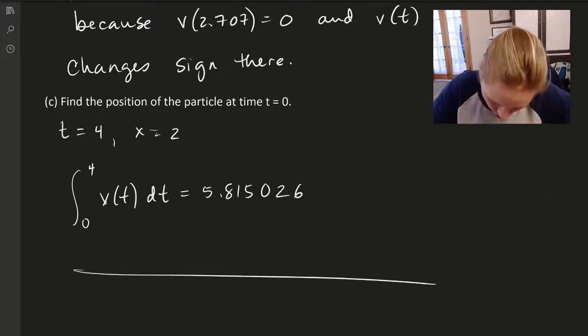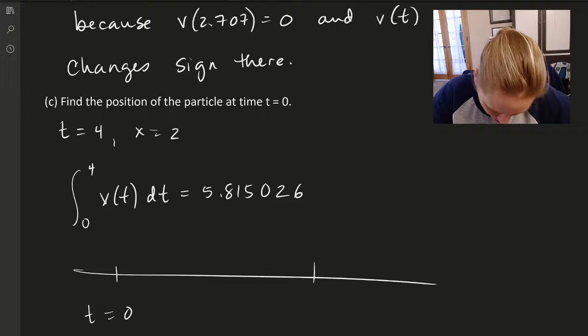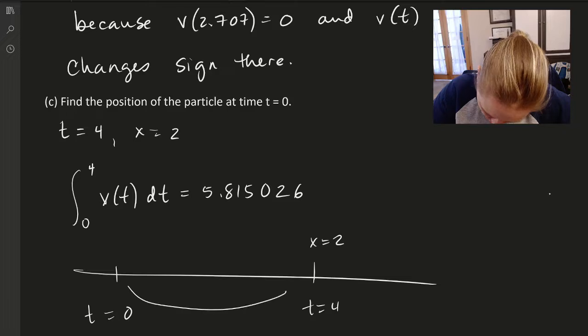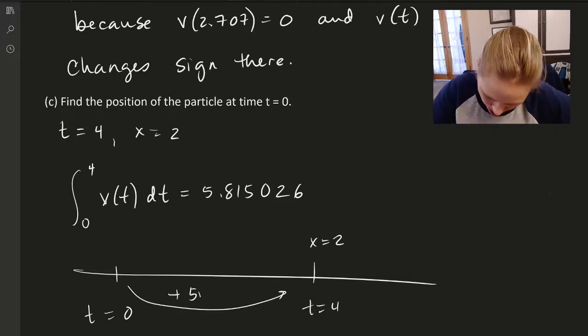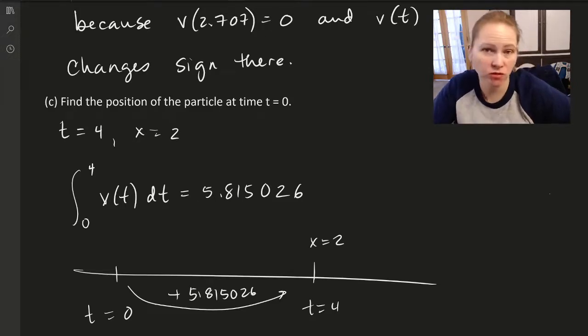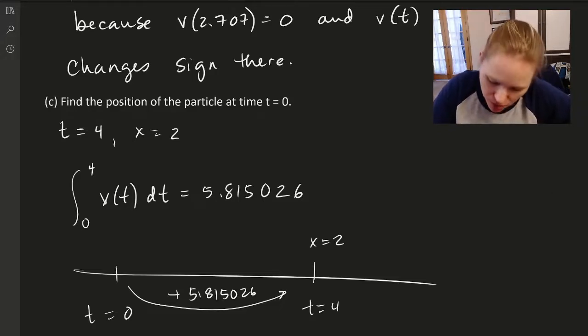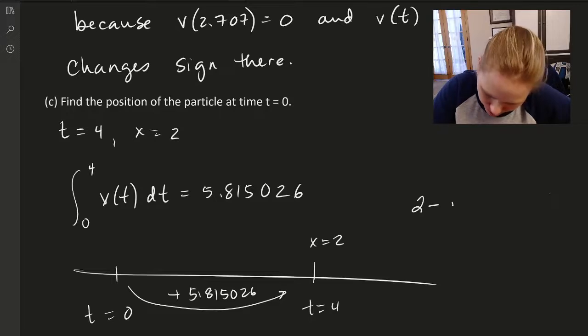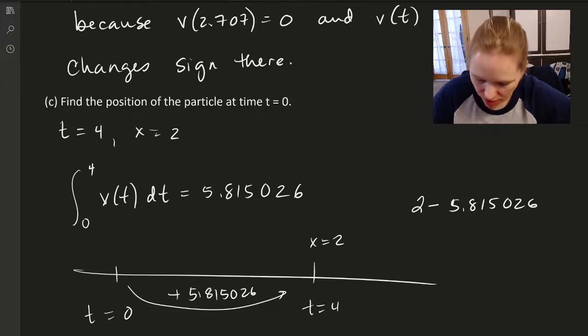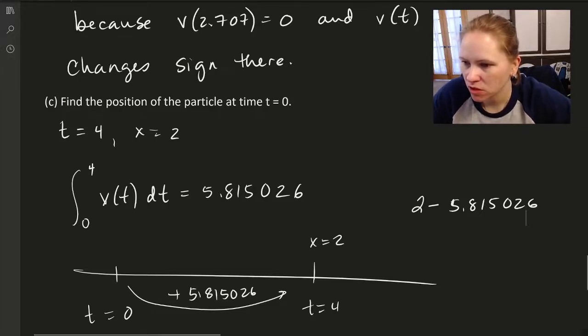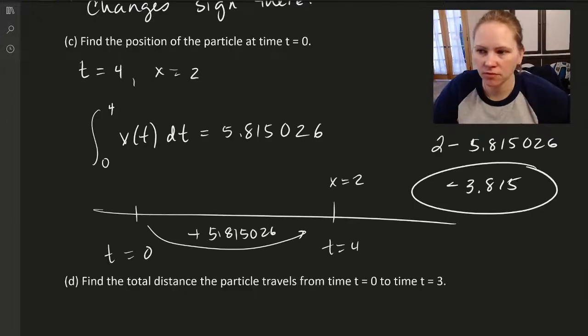So basically, you were here at t equals 0. At t equals 4, you're at x equals 2. So wherever you jumped from 0 to 4, you took your position and you added this 5.815026. So basically, you need to take your position of 2 and subtract where you came from. So you're moving backwards. This is the way that I like to think about it. And you end up getting your initial position. So our initial position was negative 3.815.